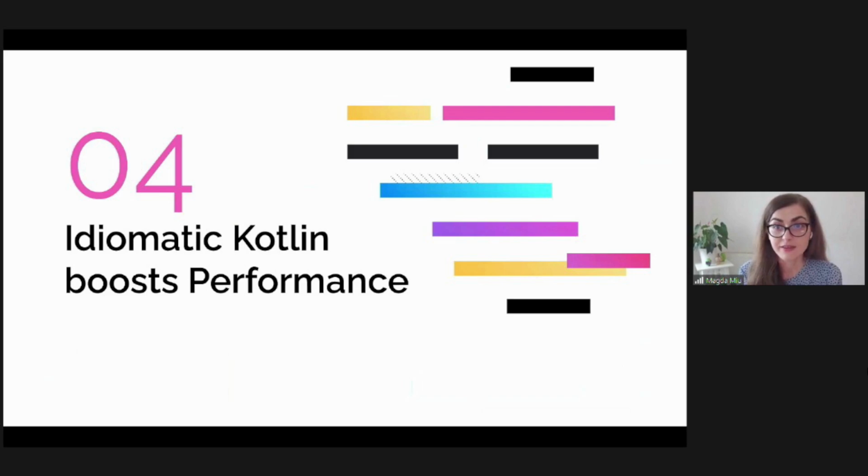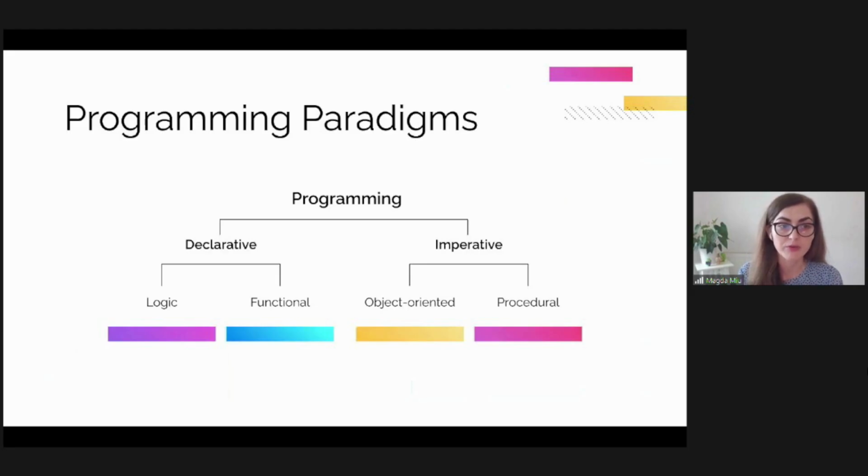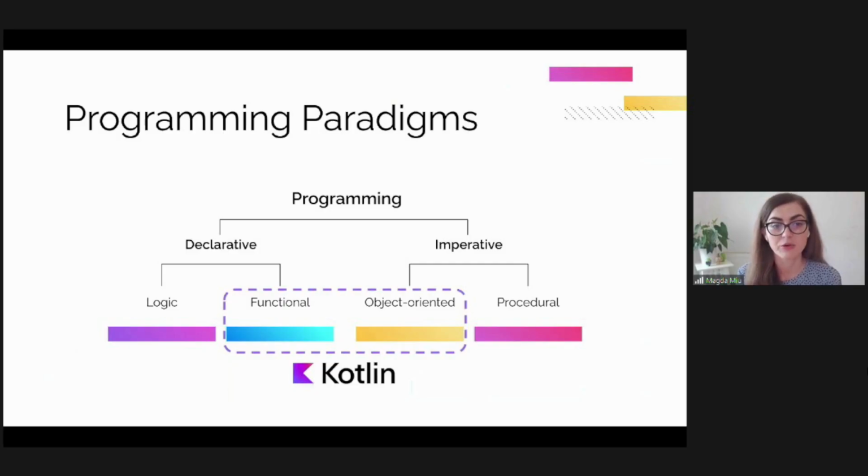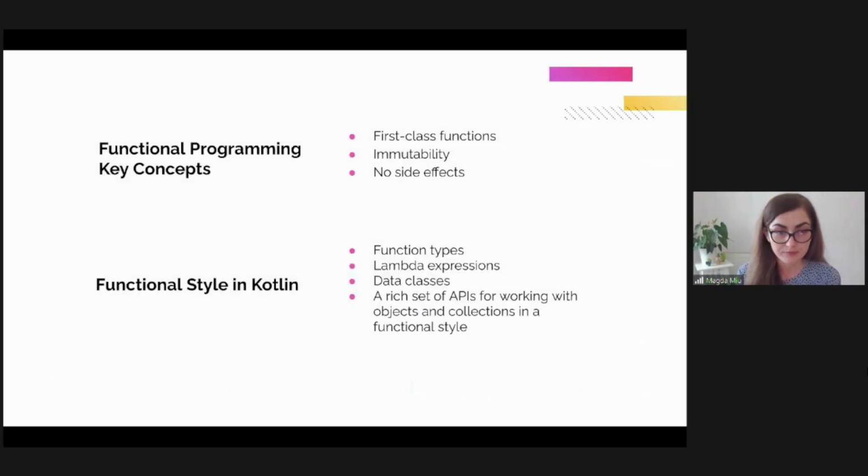Now, after we understood what the bottlenecks are and how we could measure things, let's see how we could use the Kotlin language in an idiomatic way in order to boost the performance of our applications. We know that there are multiple programming paradigms. Kotlin is a functional and object-oriented language. And we know that the key concepts of functional programming are first-class functions, immutability, and no side effects. And also, Kotlin has a rich set of features to support functional programming by default.